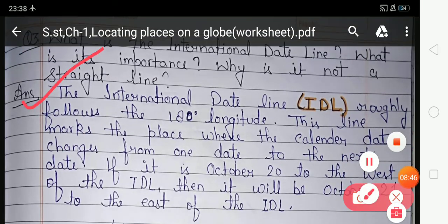The International Date Line roughly follows the 180-degree longitude, and it is an important meridian. The line marks the place where the calendar date changes. So student, this line marks the place where the date changes from one day to the next. If it is October 20 to the west of the line, then it will be October 21 to the east of the line.